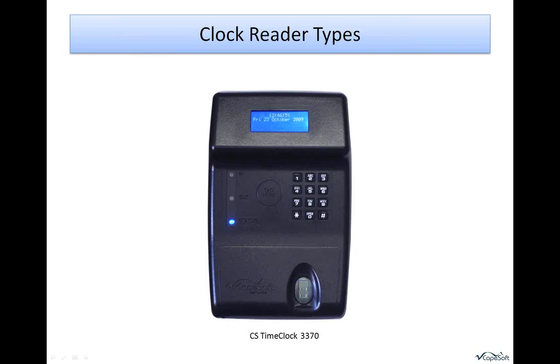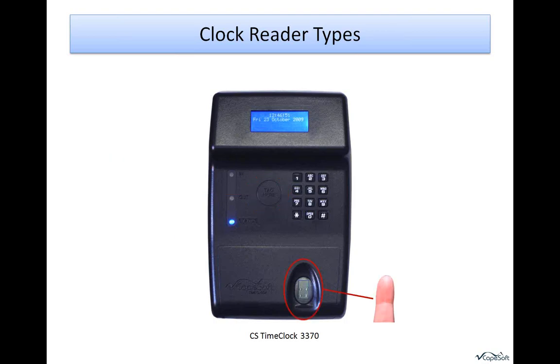All the clocks have a built-in keypad reader, which can be used for a person to clock with a PIN number, a personal identification number. The keypad reader is also used to access the clock menu for administration purposes, if you want to add an employee, remove an employee, set the time on the clock, etc. All the CS time clocks also have a built-in proximity reader, which you can use to clock with tags or a proximity card.